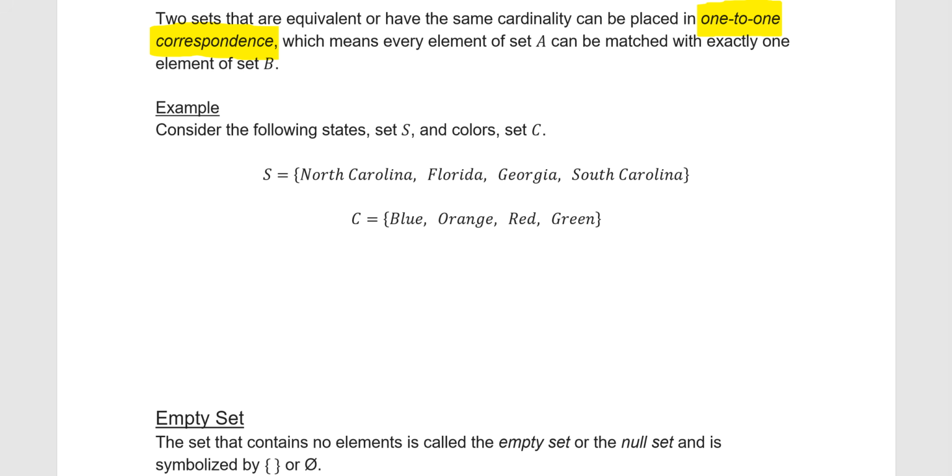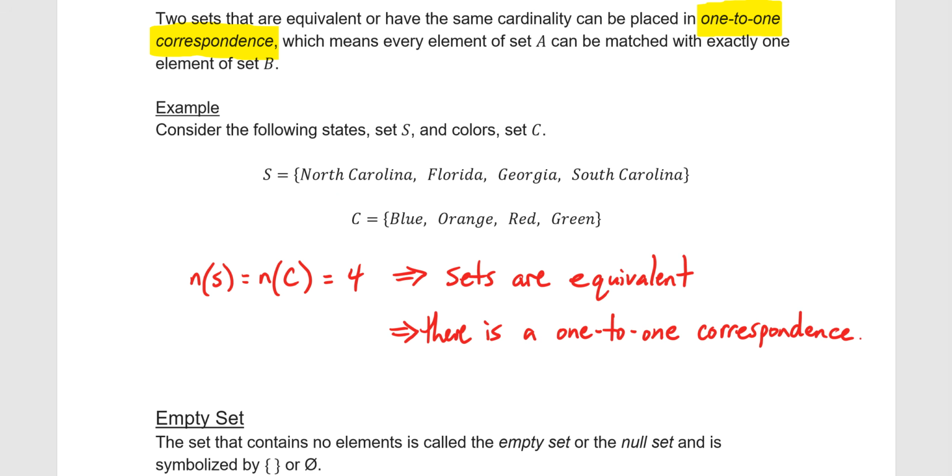So what we can do is first recognize that the cardinalities are the same. So the cardinality of set S equals the cardinality of set C. They both are 4. In this case, they both have 1, 2, 3, 4, 1, 2, 3, 4 elements, so the cardinality of both of them is 4. So what this means is that these are equivalent. And this means that there's a one-to-one correspondence. So we can correspond one element in the first set to one element in the second set.